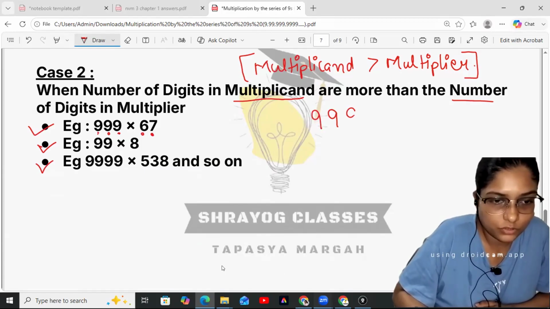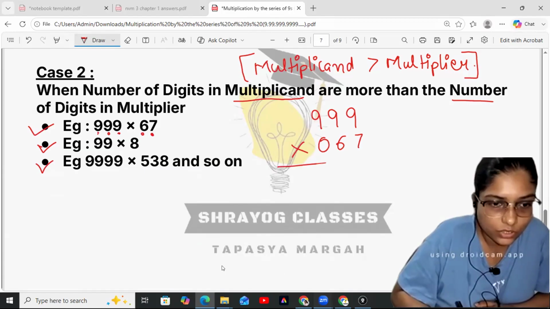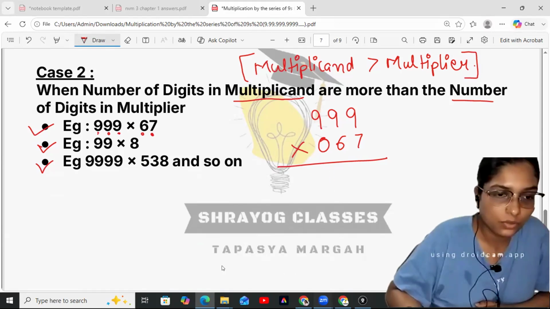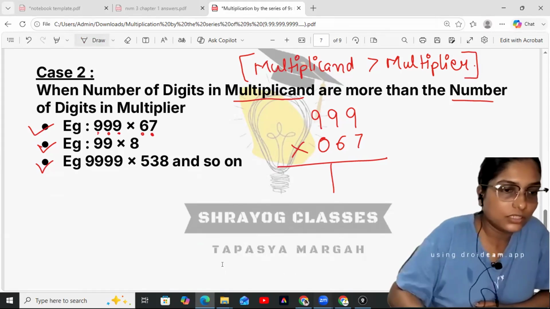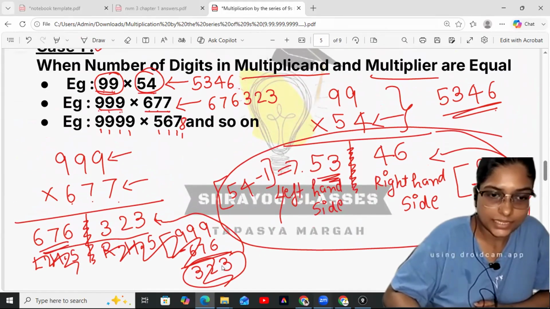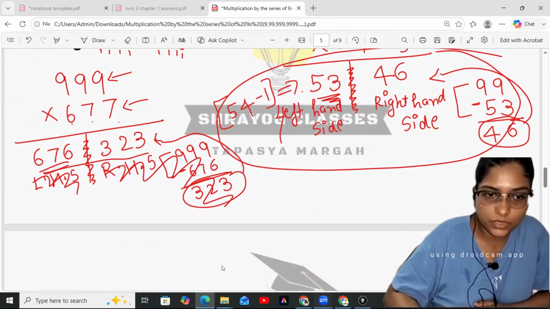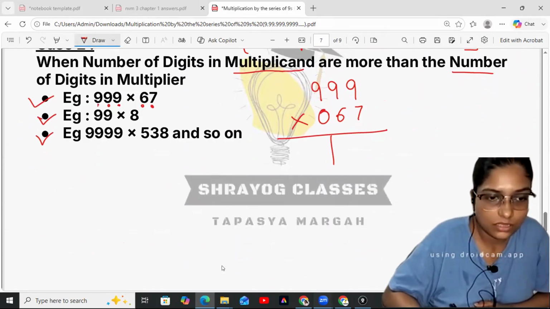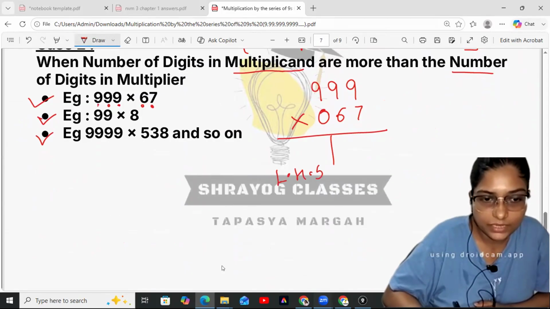All you have to do is just add 0 in front of the number and make it a 3-digit number. And whatever steps we have learned in case 1, repeat them. Left hand side, right hand side partition, then minus 1 from the multiplier, then the multiplicand, everything. We have to do similar steps here. This is my left hand side. I have made a partition, and this is my right hand side.